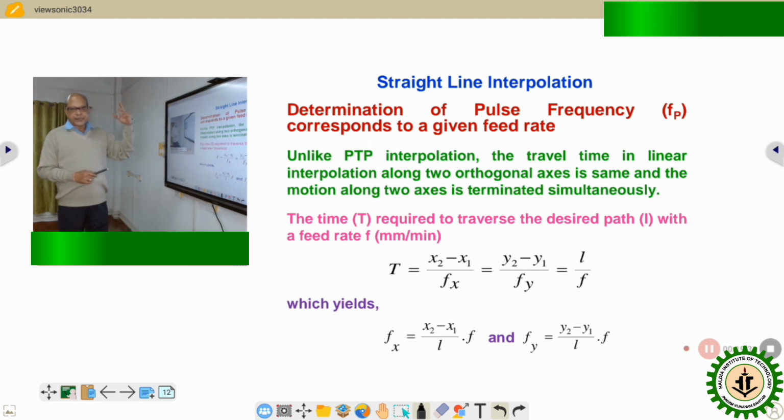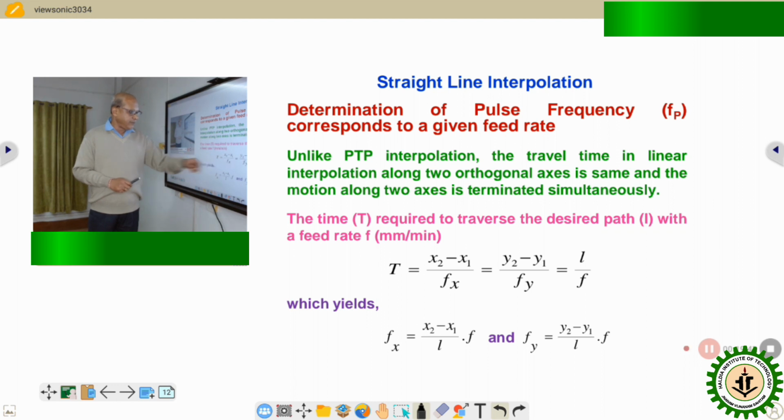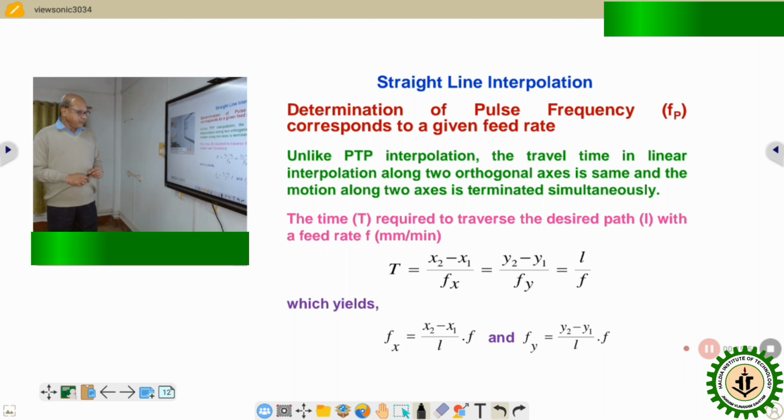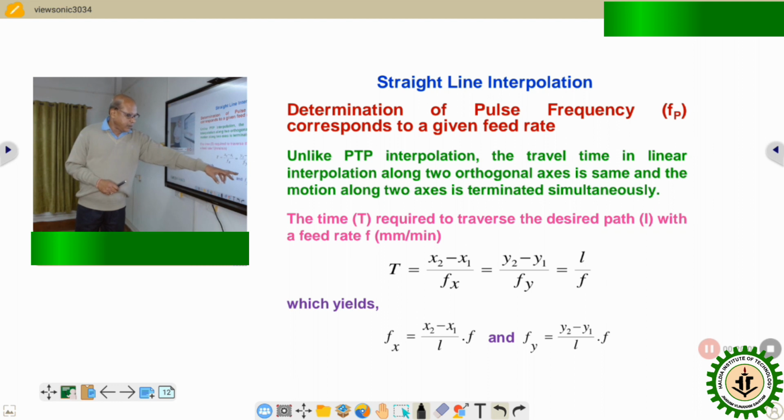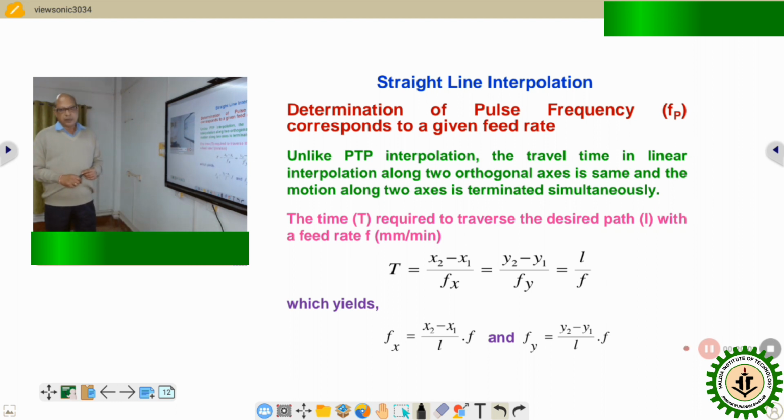In the previous case, in case of PTP, time for x and time for y was not the same. But in this case, since it is a coordinated motion, time will be the same. So that is why I have written t equal to (x2 minus x1) by fx, that is equal to (y2 minus y1) by fy, that is equal to L by f. If we rearrange, you will get fx equal to (x2 minus x1) by (L dot f), and fy equal to (y2 minus y1) by (L dot f).